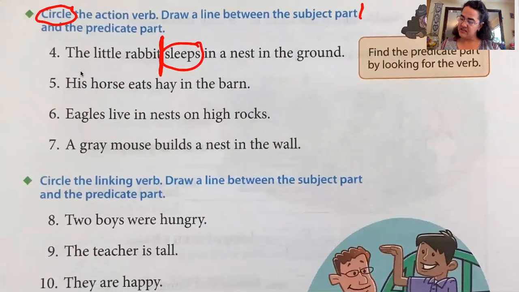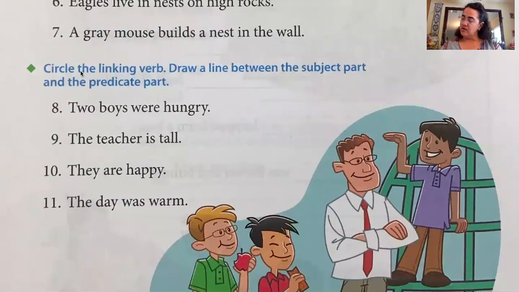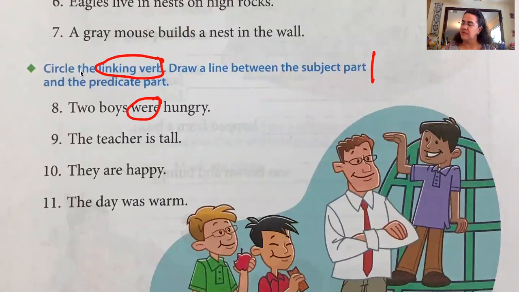The next section is circle the linking verb, draw a line between the subject part and the predicate part. So everyone circle linking verb and draw your line between subject part and predicate part. So remember, linking verbs are, is and are, was and were. The 2 boys were hungry. What is the linking verb there? Quincy? That's right, were. Everyone circle the word were. And then we're going to draw our line between the subject part and the predicate part, which is where, Reagan? That's right, between boys and were. Okay, you'll do the next numbers 9, 10, and 11 on your own.